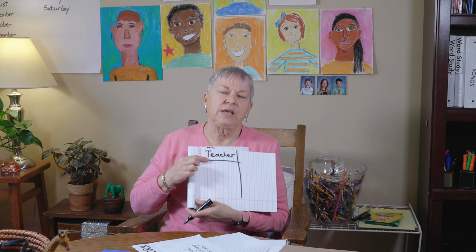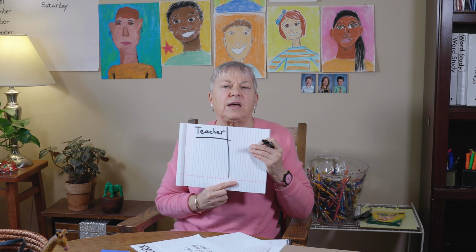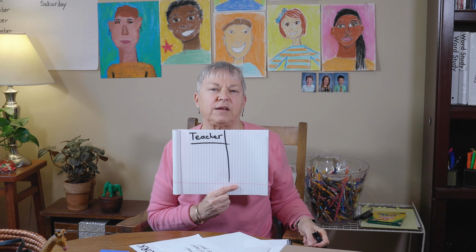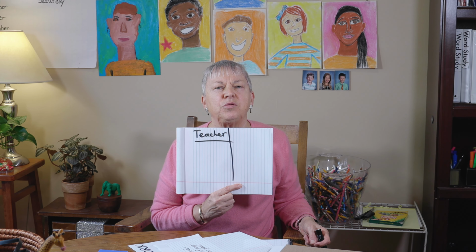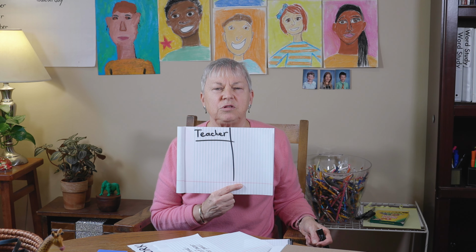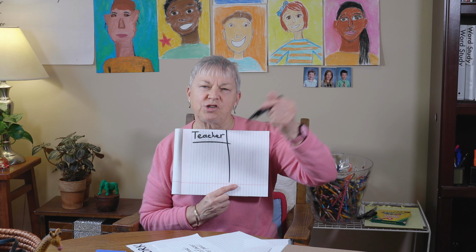Okay, got that person's name down? Now on the other side of the paper, write down why you think that teacher was a good teacher for you at that time. What did that teacher do? What did that person do to help you learn? What do you think helped you learn that new thing? And then, when you write that down, you can share it down below.